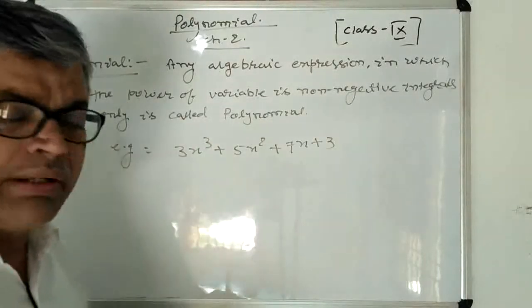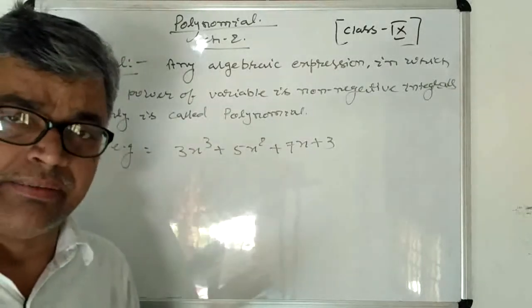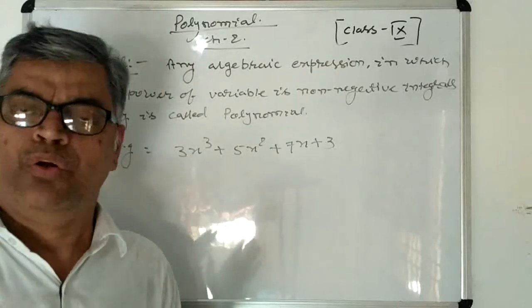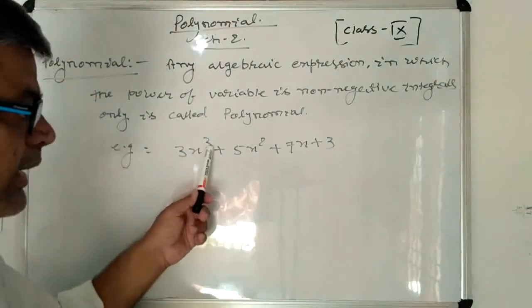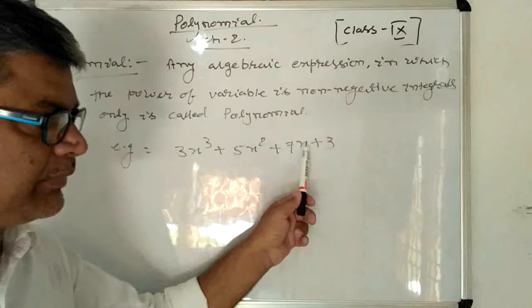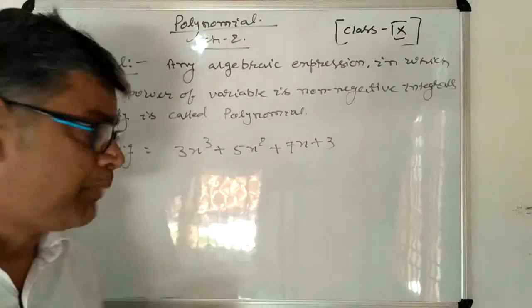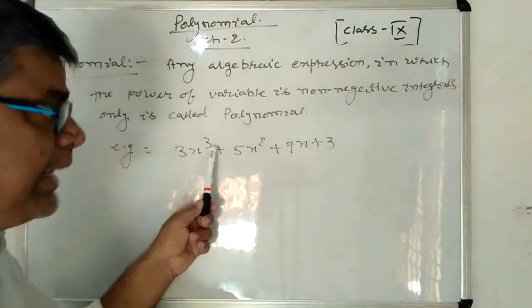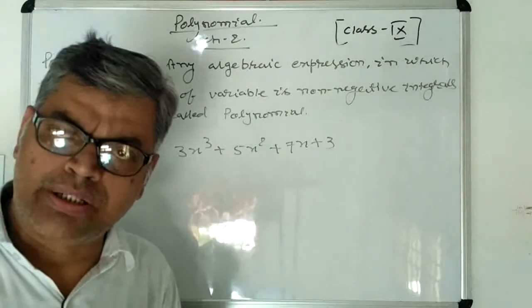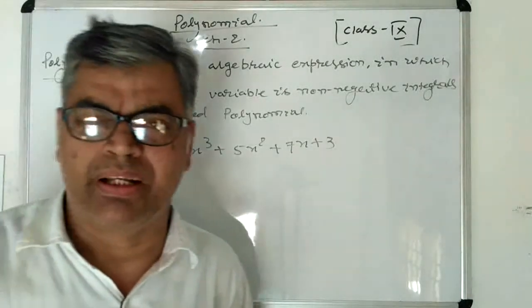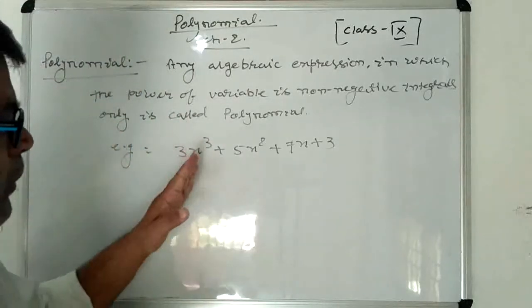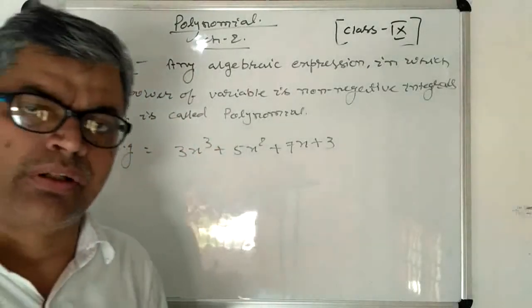And the powers of the variables are non-negative. It means they are not negative. 3 is not negative, 2 is not negative, 7, 1 is not negative. And the power of the variables is an integer. It is not a fraction, it is not a decimal. So this is the condition for a polynomial.